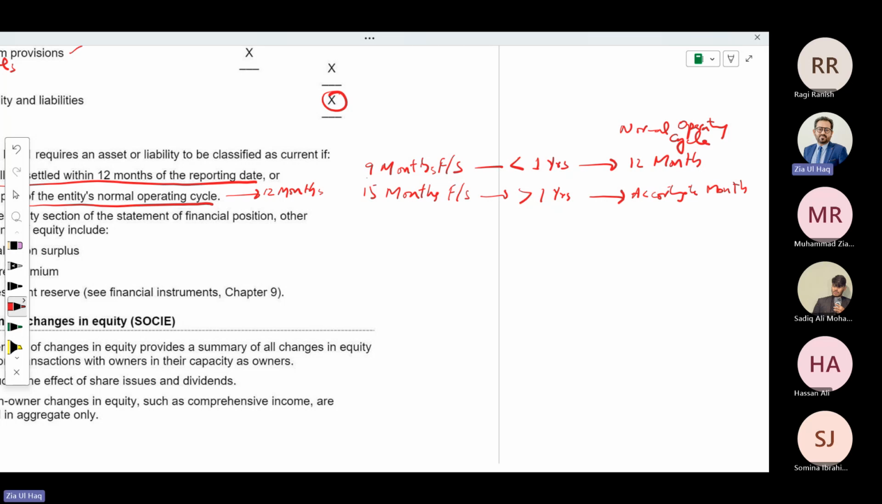The company is preparing financial statements for 9 months. Should this liability be recorded as non-current or current? So we'll assume the normal operating cycle is 12 months, and we will record it as current.